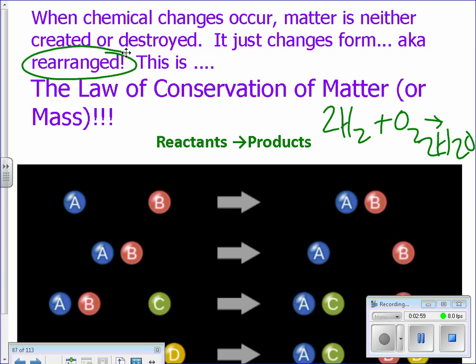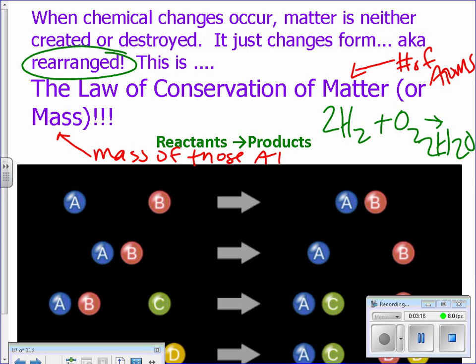And so I will note that when I say the law of conservation of matter, I'm referring to the number of atoms. But when I say it the other way, I'm talking about the law of conservation of mass. I'm talking about the mass of those same atoms. It's just a characteristic of the atoms. So you can say it either way. It means the same thing. Matter has mass. I got it.